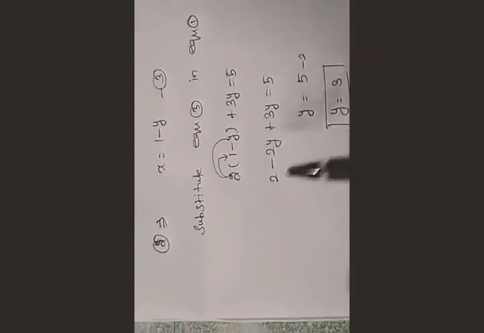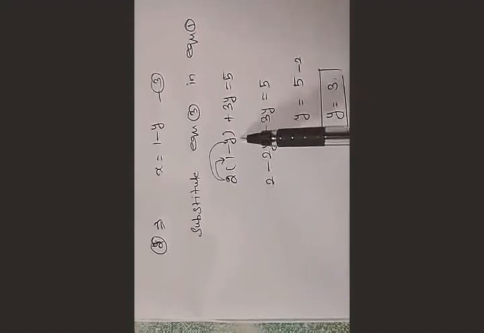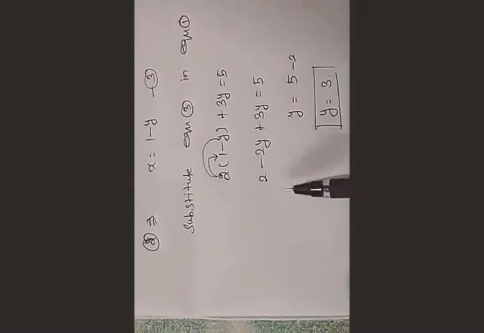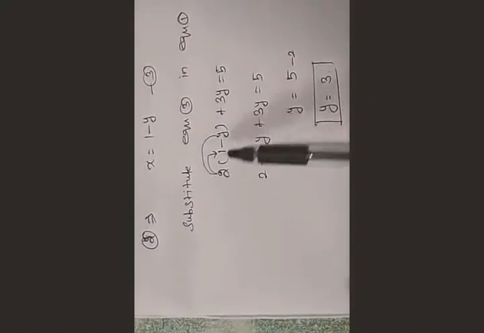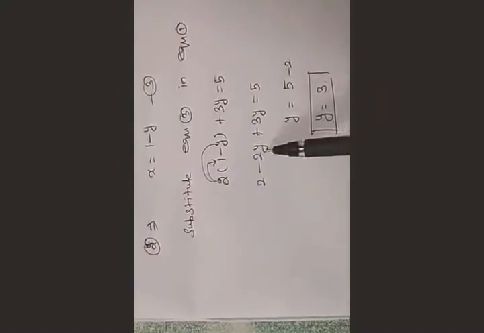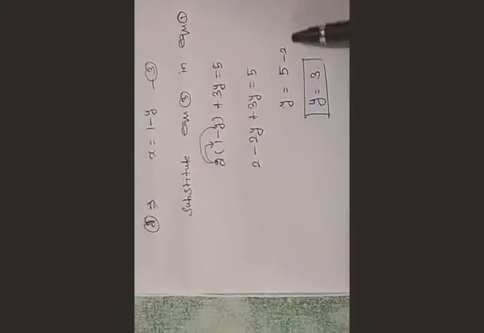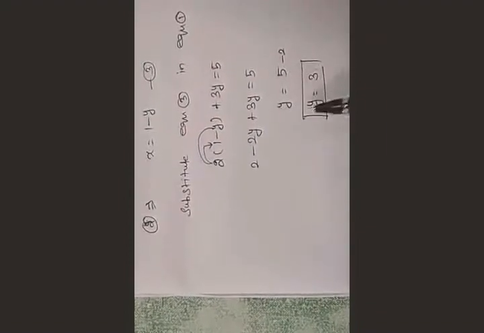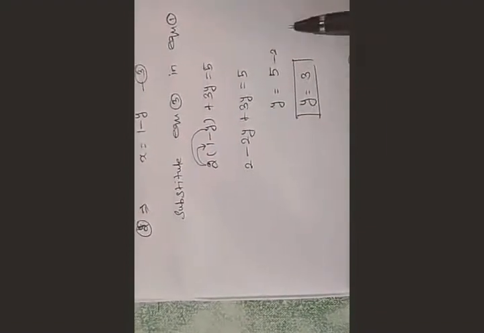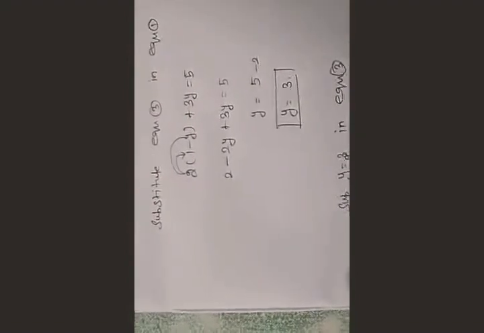So 2 into 1 minus y plus 3y is equal to 5. So 2 minus 2y. 2 into 1 is 2, 2 into minus y is minus 2y. Plus 3y is equal to 5. Now y is equal to 5 minus 2. Minus 2y plus 3y is y. The 2 transposed to the right hand side. 5 minus 2 is 3. Y value is equal to 3.